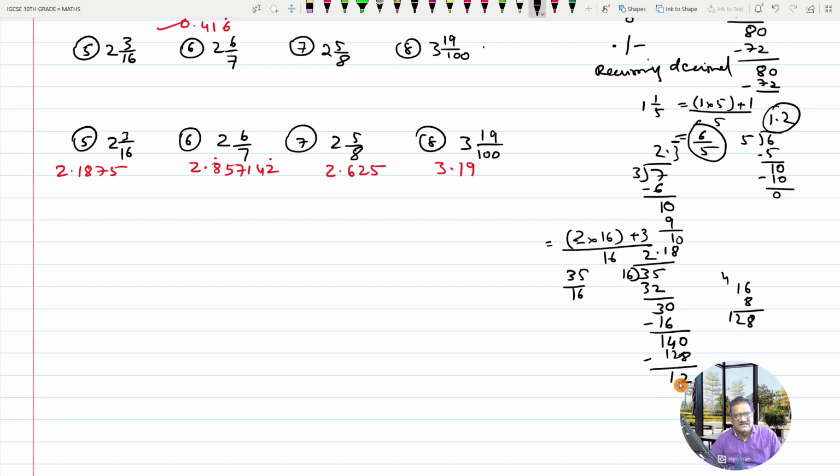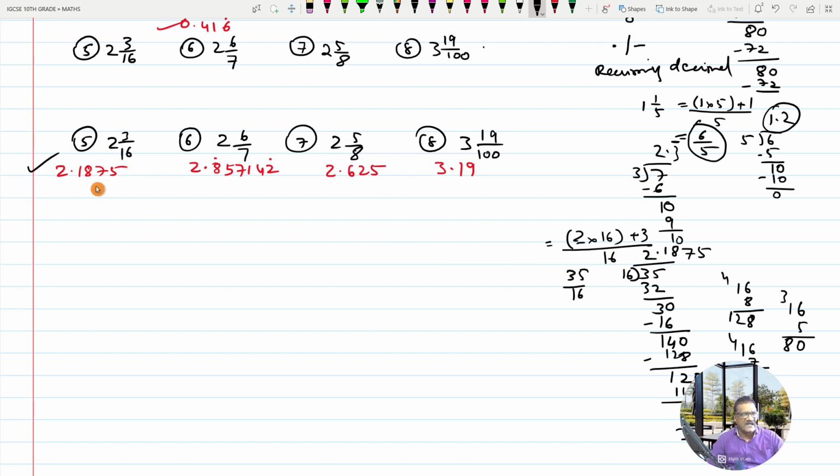Now 12 is less than 16, so one more 0. 16 into 8 is bigger, right? So 16 into 7, let me try. 7 6s are 42, 2, 4 carried, 7 ones are 7 plus 4 is 11, so 112. Now the remainder will be 8. Then again I'll take a 0. We have reached up to 2.187. Now 80. 16 into 5, let me try. 6 5s are 30, 0, 3 carried, 5 ones are 5 plus 3, 8. So I'm getting 16 into 5 is 80, and the remainder now is 0. It was slightly long, but we got the answer 2.1875.